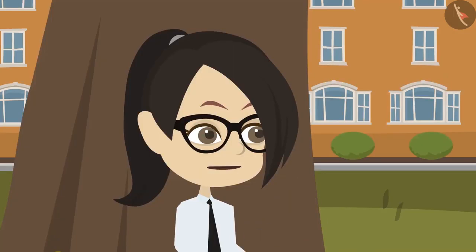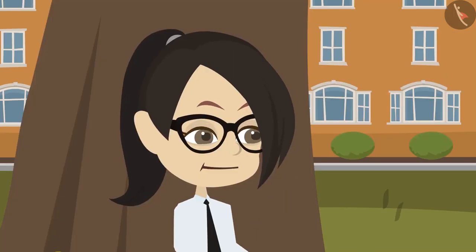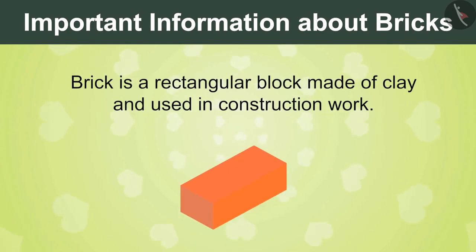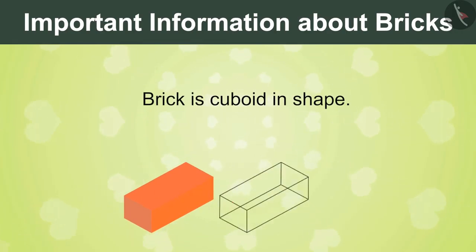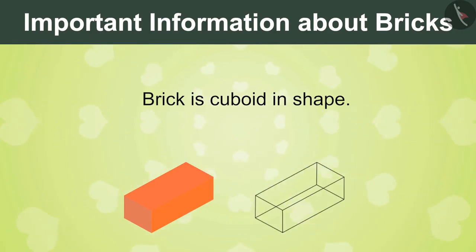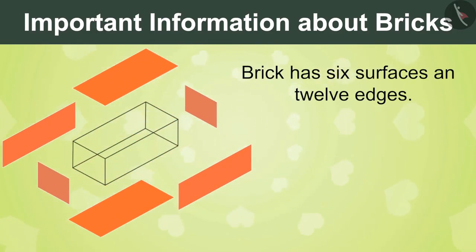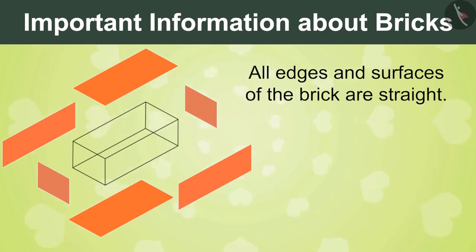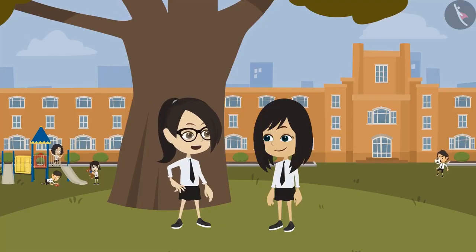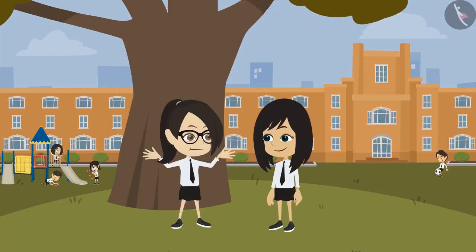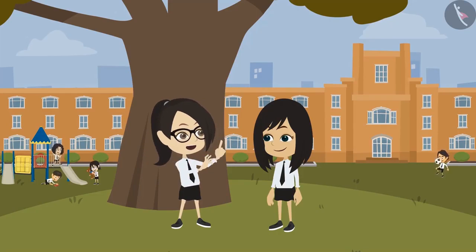Neha, I know all the information about bricks now. Brick is made by baking clay. They are used for construction work. Brick is in the shape of a cuboid. Brick has 6 surfaces and 12 edges. And all the edges and surfaces of the brick are straight. But I think, Neha, the real fun would be to make something with them.